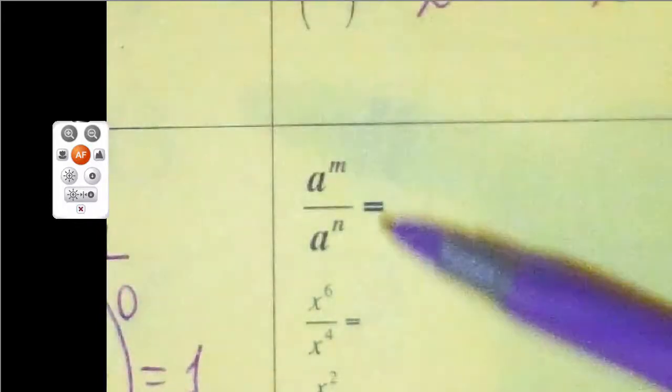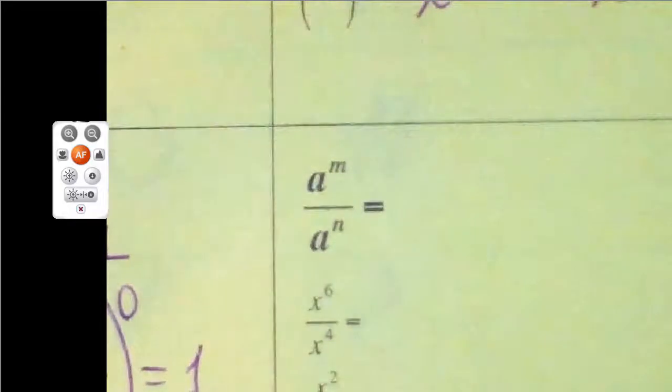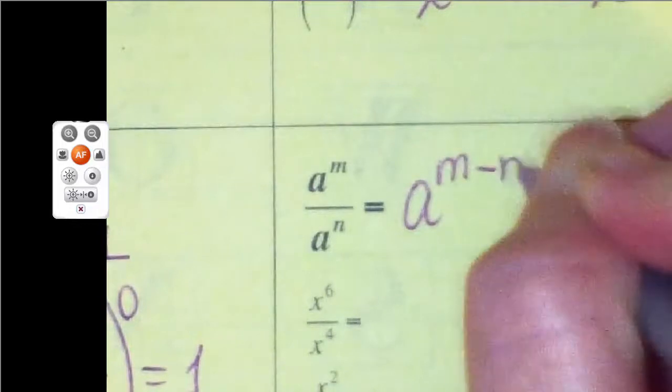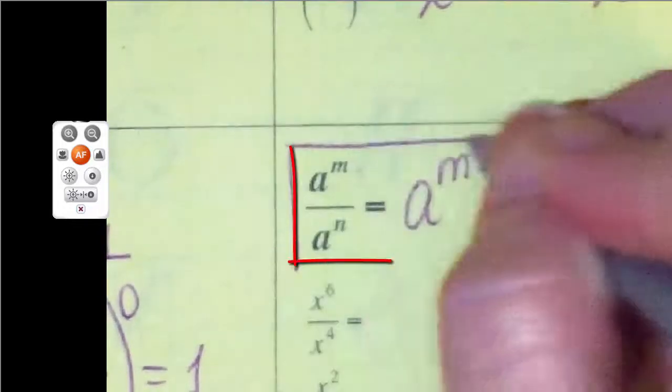Our next rule is a reminder that math is consistent. When I had like bases and was multiplying, I added exponents. So here I have like bases and I'm dividing, I subtract exponents. A to the m divided by a to the n is a to the m minus n.